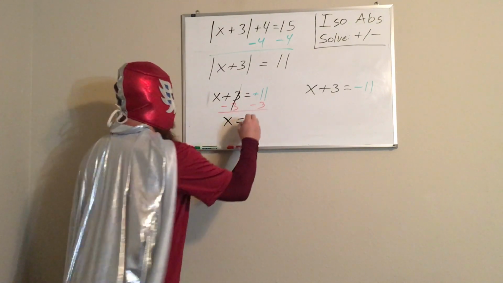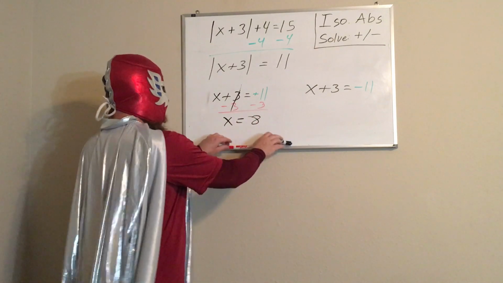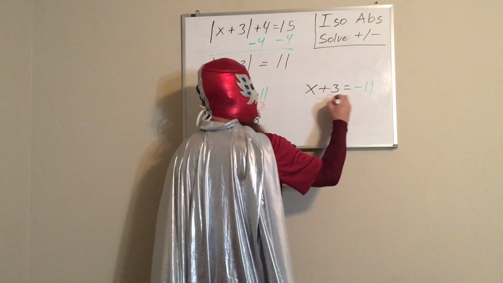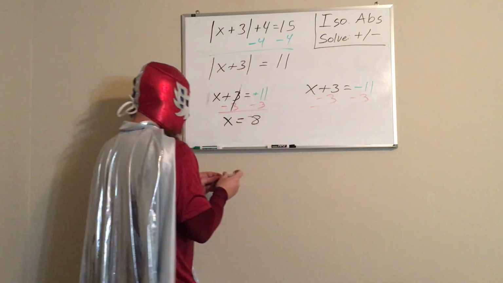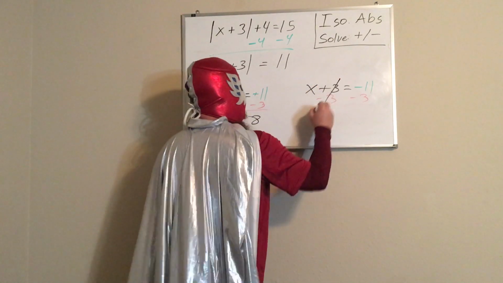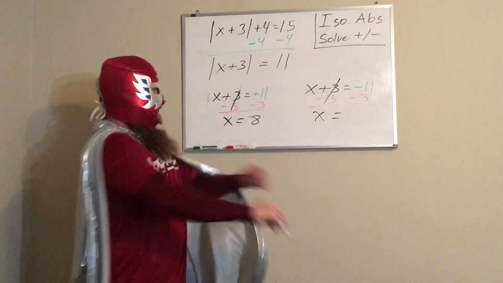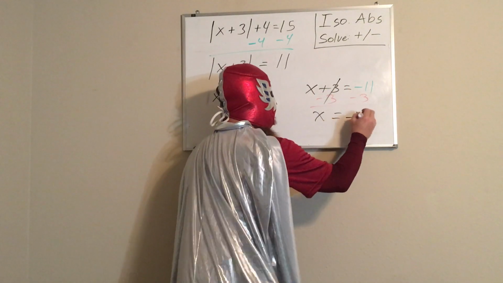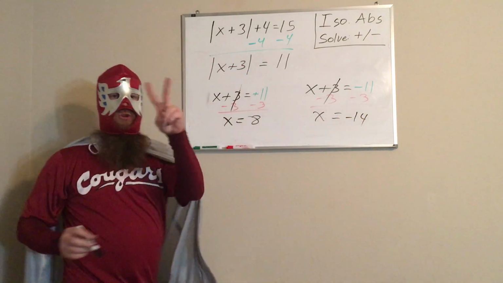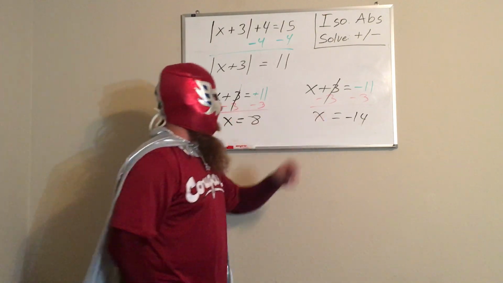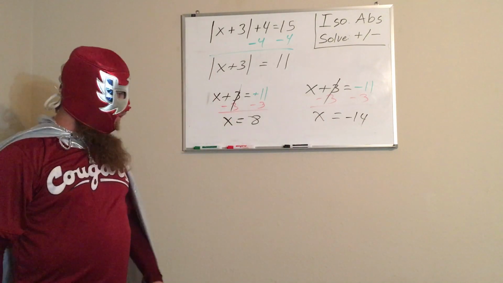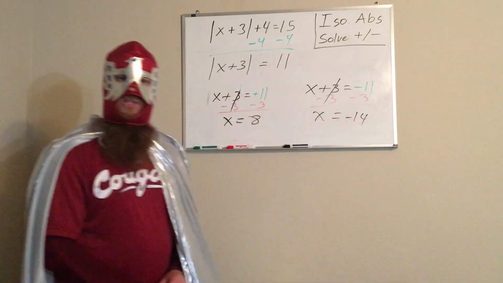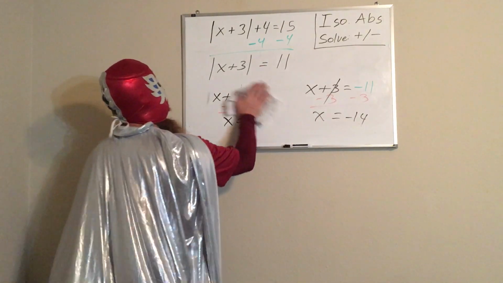11 minus 3 is 8. And here we subtract 3 from both sides. And here, negative 11 minus 3 gives you negative 14. And there are your two answers, x equals 8 and x equals negative 14. Let's try another.